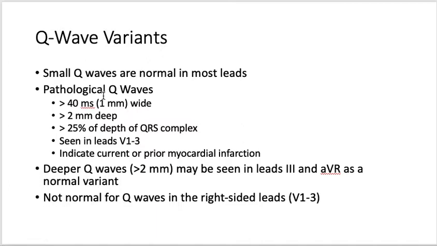And something to keep in mind is that in lead III and aVR, it can be normal to have deeper Q waves, but if they're seen in those right-sided leads, that's when they're likely going to be pathological.